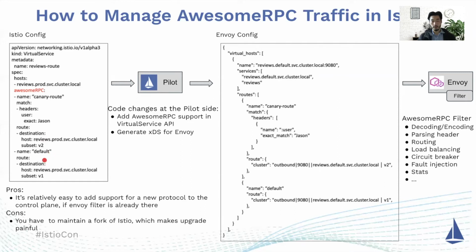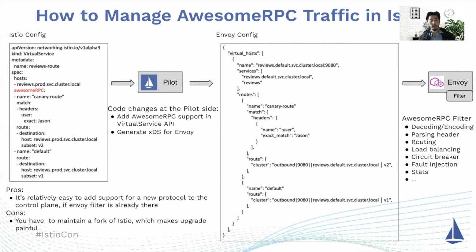So if you are familiar with the virtual service CRD, you can see that the virtual service configuration for OpenRPC looks just like an ordinary HTTP virtual service. That's because they are both RPCs, so they have similar semantics. They both have headers and some value in the header, and we can route the traffic based on the value of the header. So we can use the same YAML structure for both of them.